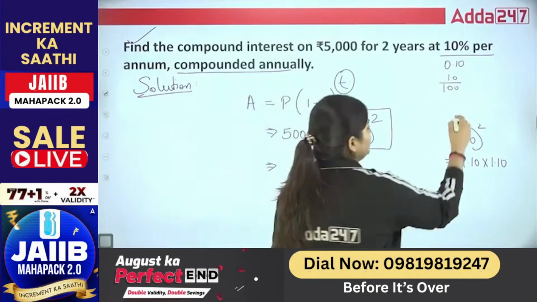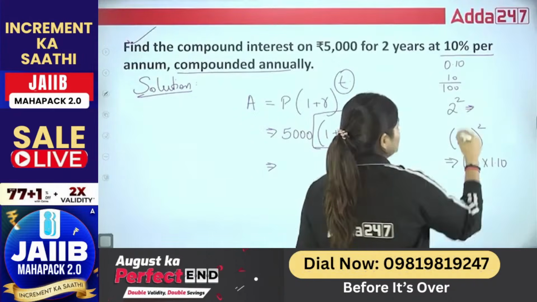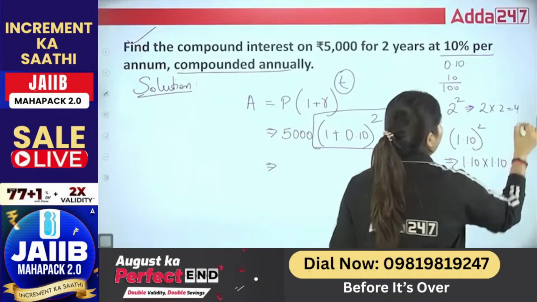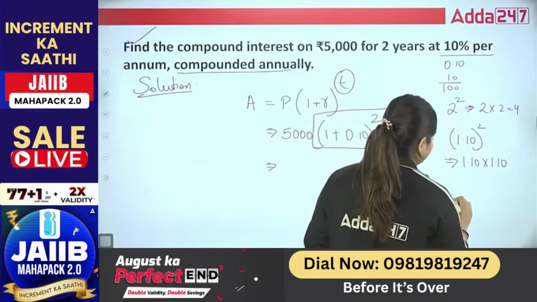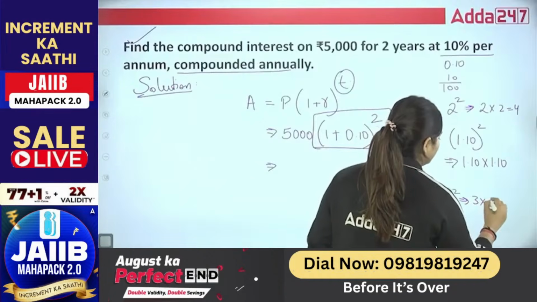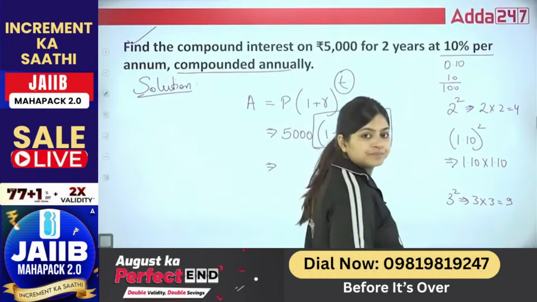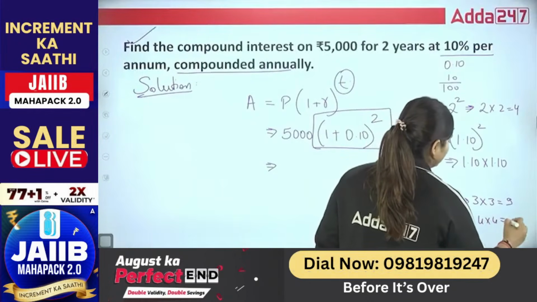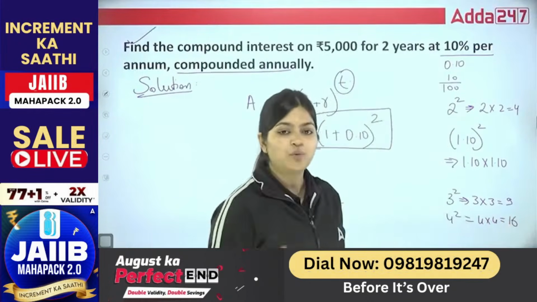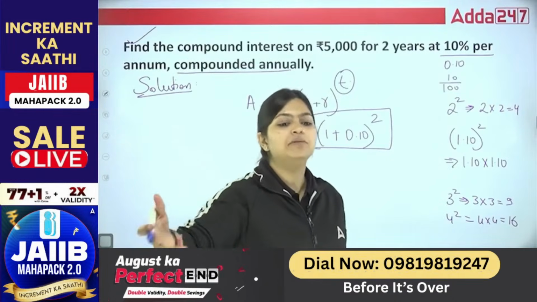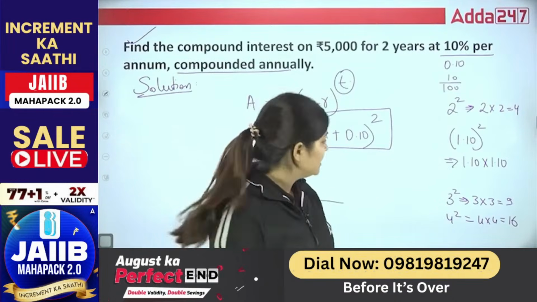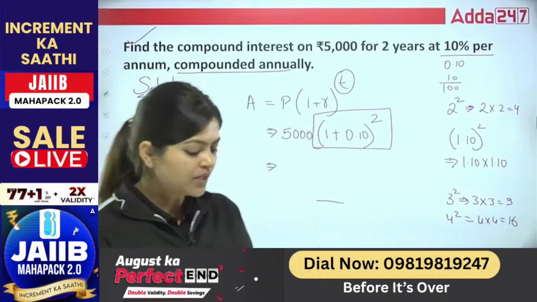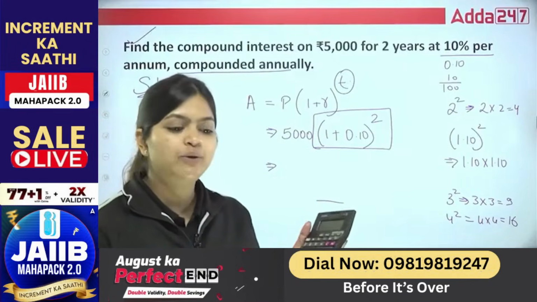Suppose I want to know the square of 2, I will do 2 into 2, that means 4. If I want to know the square of 3, I multiply 3 into 3, 9. If I want to know 4 square, 4 into 4, that is 16. That is what square means, multiplying the same number two times. But how to calculate when decimals are given? With the help of this calculator, you can calculate it.